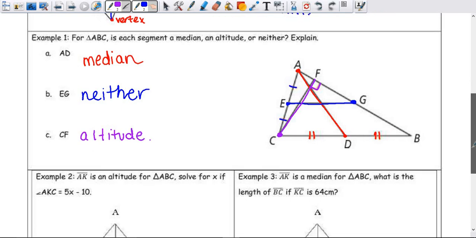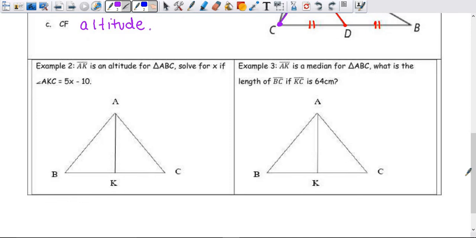All right, and then some solving kinds of problems that you might get with altitudes and medians. If you know that AK is an altitude for triangle ABC, mark on your picture what that means. A is at a vertex, so then at K, it needs to be perpendicular if it's an altitude. So I can put that in my picture. Now, solve for x if angle AKC is 5x minus 10. AKC means 5x minus 10 is right here. Remember that middle letter is where your angle is at, but the A and the C tell you which angle it specifically is.